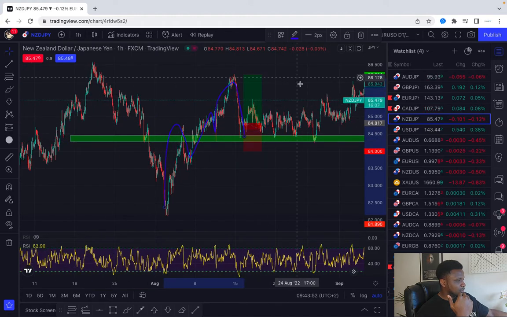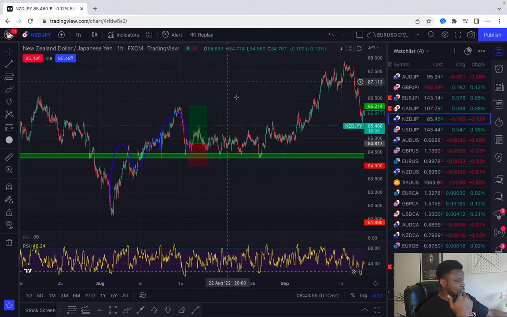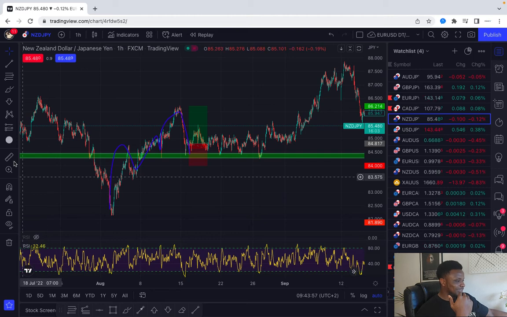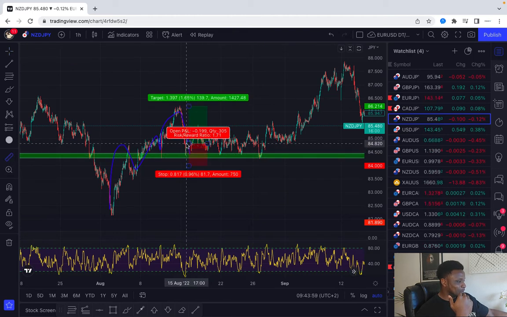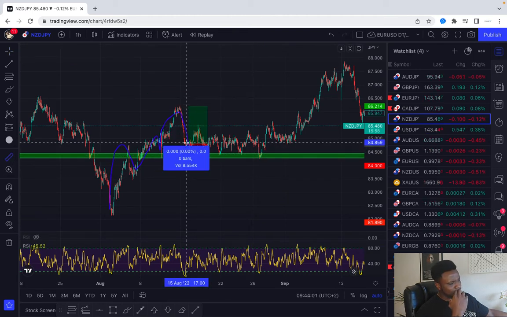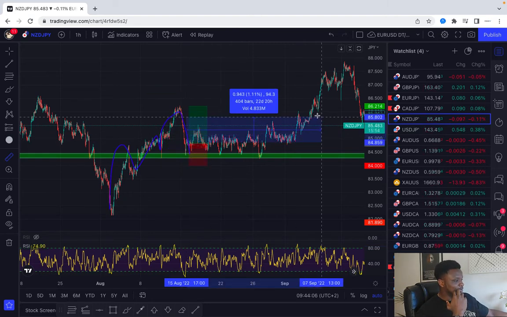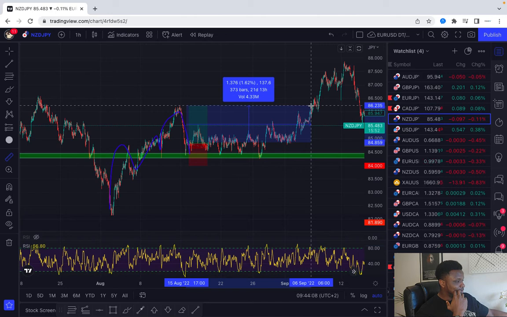final lesson on this pair, how long did this trade take to close? Well, let's do the math on that one. So I entered here on the 15th of August, right, and this trade did not close until the 6th of September ish. So that's over 3 weeks in a trade.